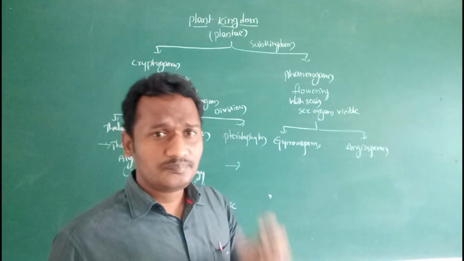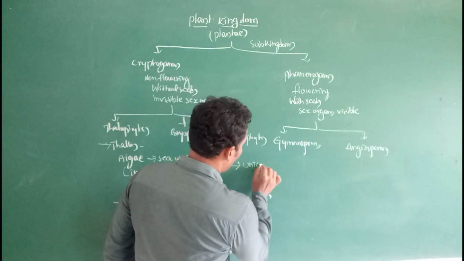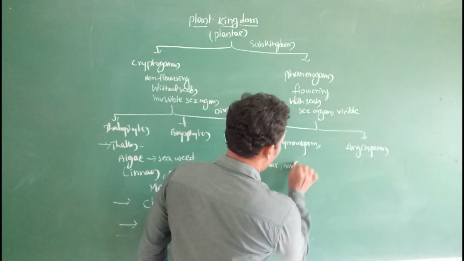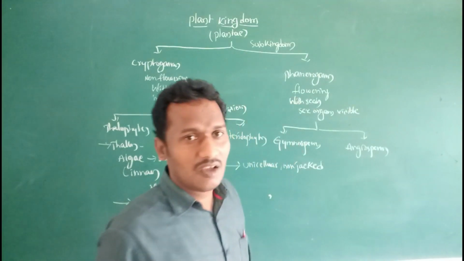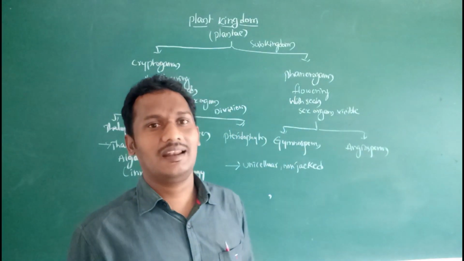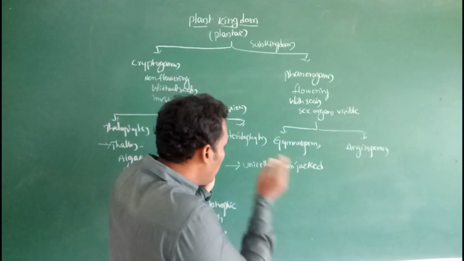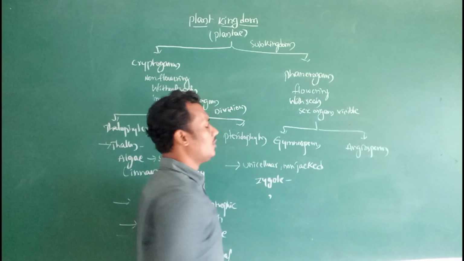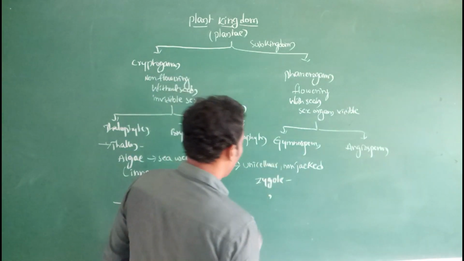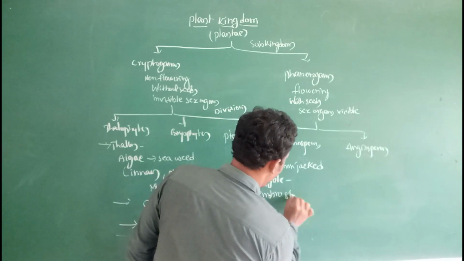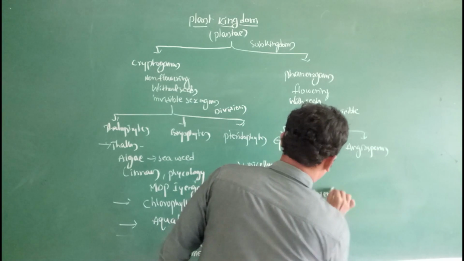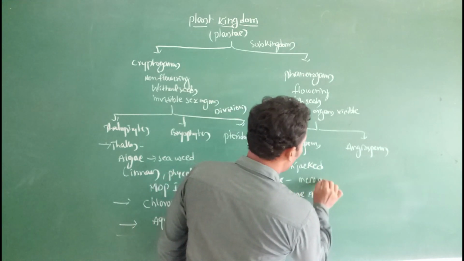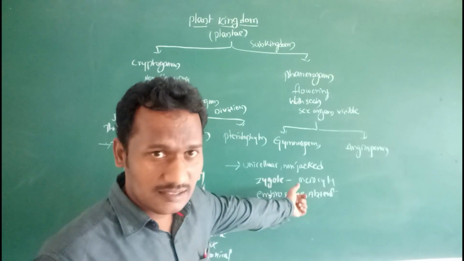Then in algal members, gametes are unicellular. Gametes are unicellular and non-jacketed. Non-jacketed means not covered by any wall layers, nothing but naked. Then by the fusion of these gametes, the zygote is formed. Embryo stage is also absent in algal members. That's why the zygote acts as a meiocyte in algal members.